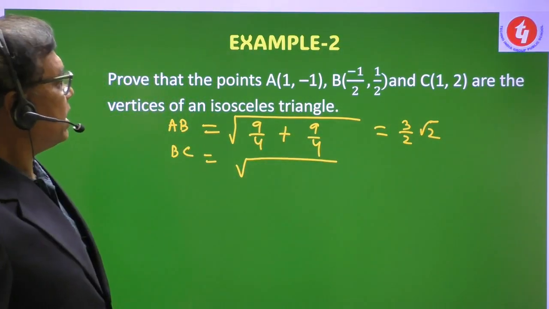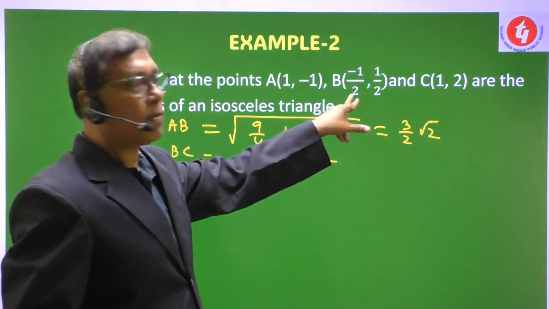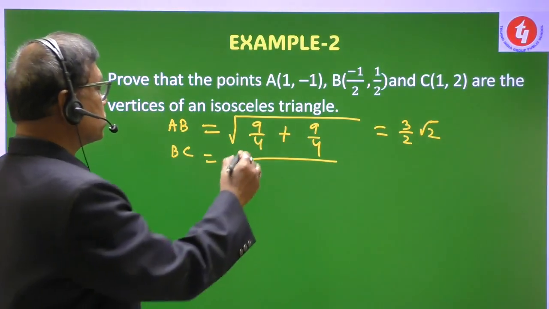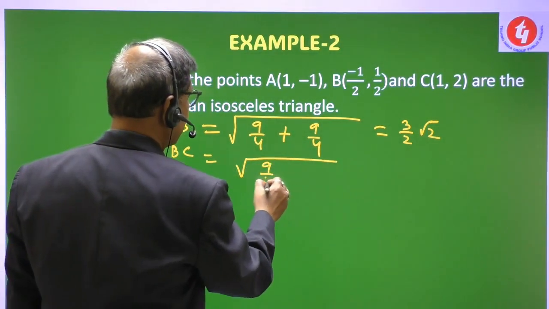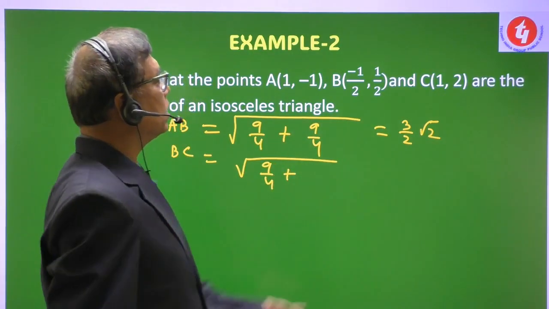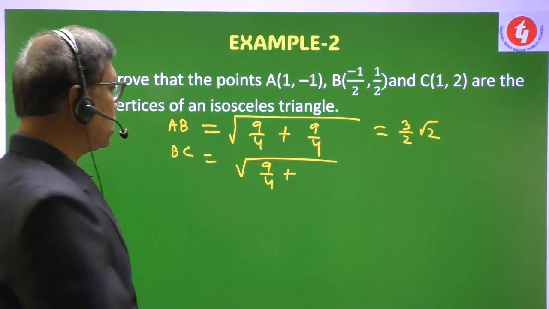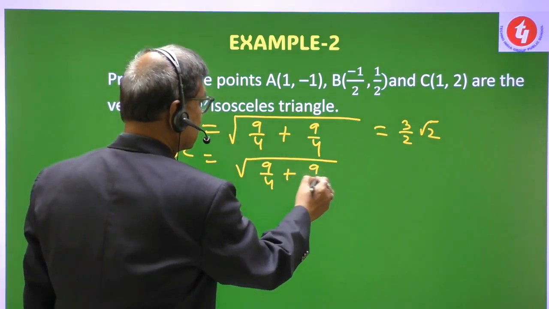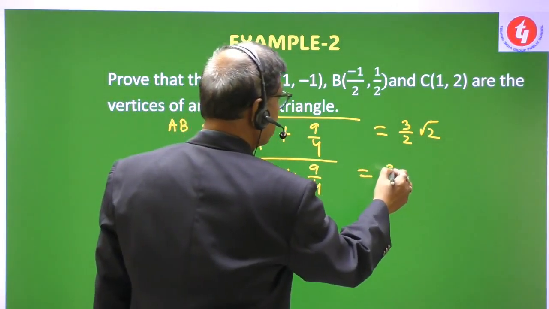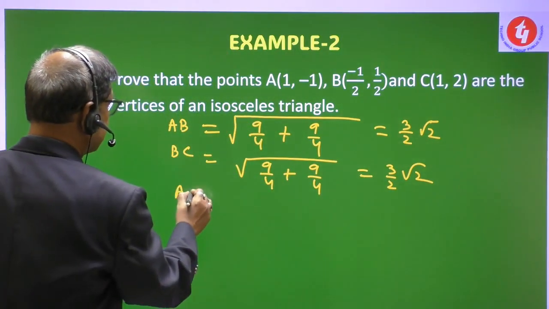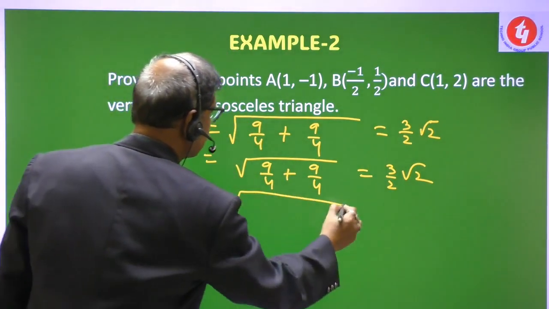What is the length of BC? 1 minus of minus half, that is 1 plus half, that is 3 by 2. So 3 by 2 whole square again 9 by 4, plus 2 minus half, that is 3 by 2, and square of that 9 by 4. So again we are getting 3 by 2 root 2. Now find AC. What is the result for AC?